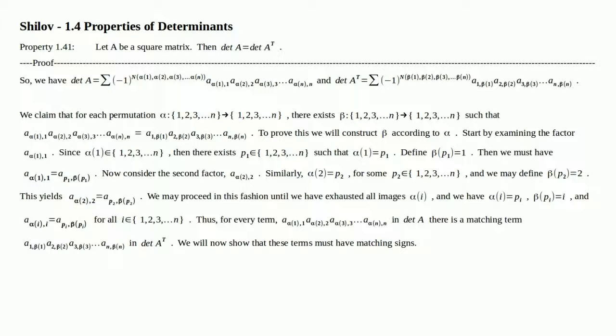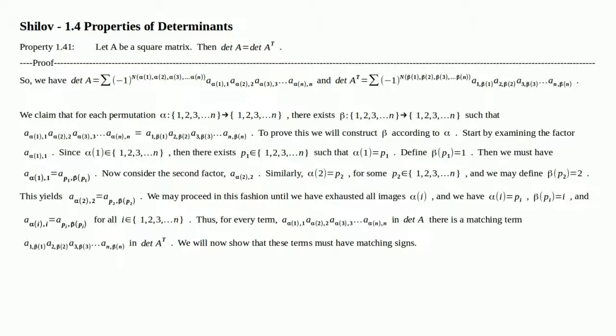Thus, for every term, that's a product, that came from the determinant of A, there is a matching term in the determinant of A transpose. And I've just shown that by constructing this permutation beta in such a way. So I've proven that you can choose a term in the determinant of A and then I will show you a term in the determinant of A transpose that matches it.